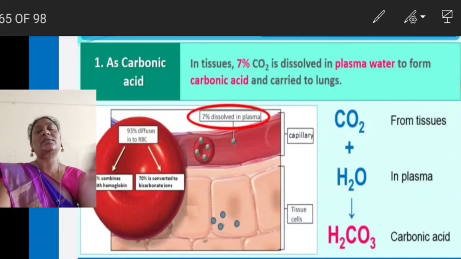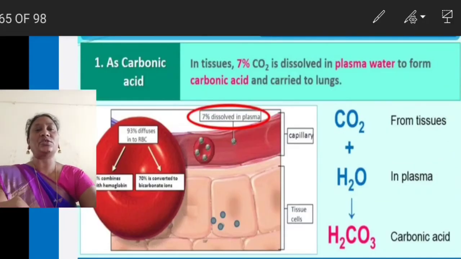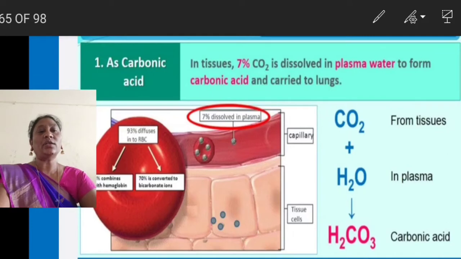Now carbon dioxide transport from the tissues. In tissues, 7% of carbon dioxide is dissolved in the plasma water to form carbonic acid and carried to the lungs. You can see here, CO2 plus H2O gives H2CO3. H2CO3 is nothing but carbonic acid.